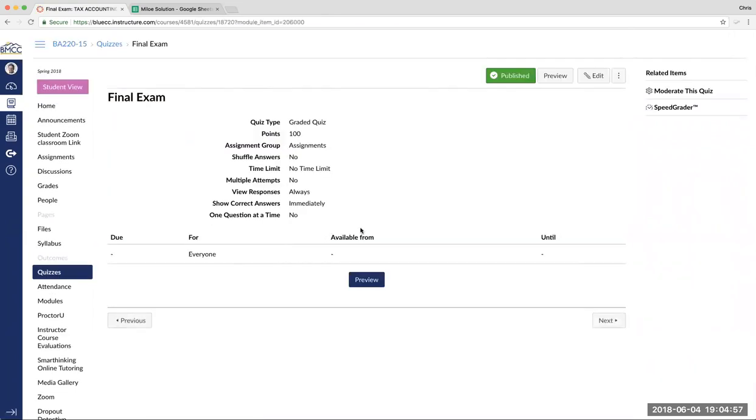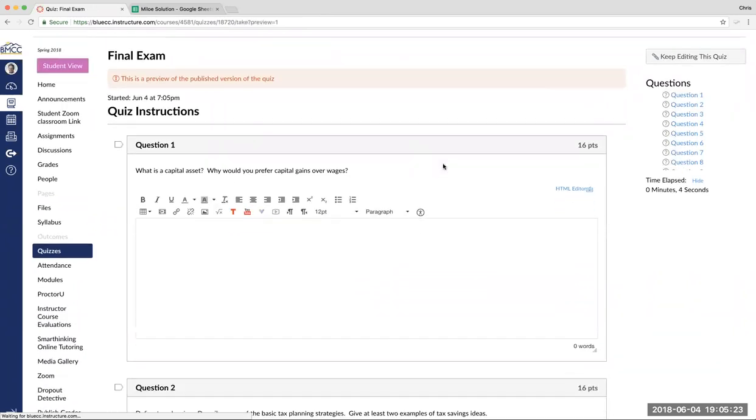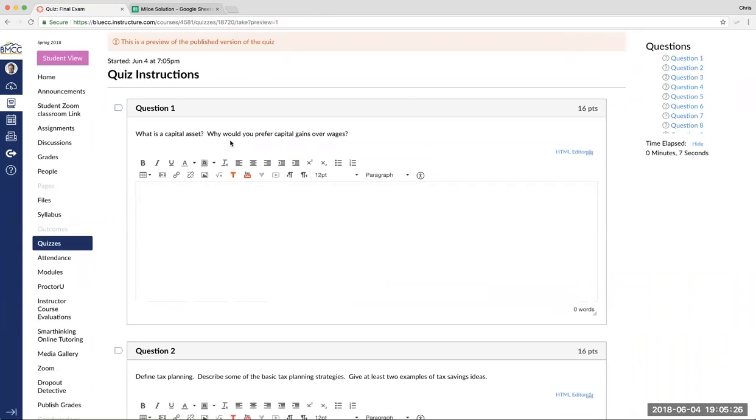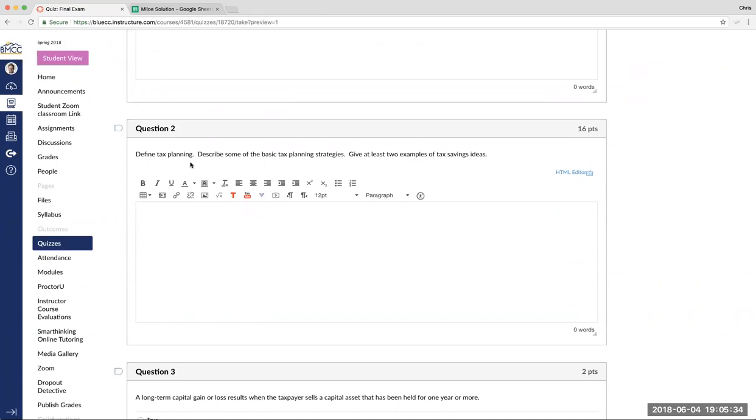It is 100 points. There is no time limit. It's been a challenging term for you guys, and so in the interest of trying to help people score well, no time limit. So you can take as long as you would like, although I'm sure you have other finals, other things that you might want to do. We'll preview it here. There are 23 total questions. There are these two short essay questions, definition of a capital asset and why you prefer capital gains. That should be fairly good after tonight. And then a more general question about what is tax planning and describing some strategies and some examples.